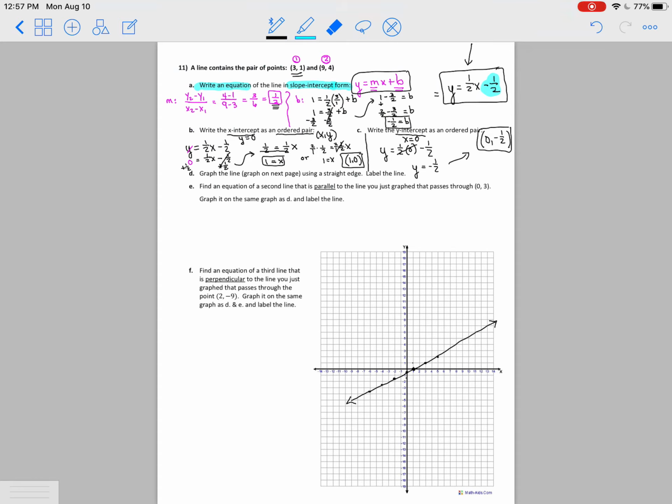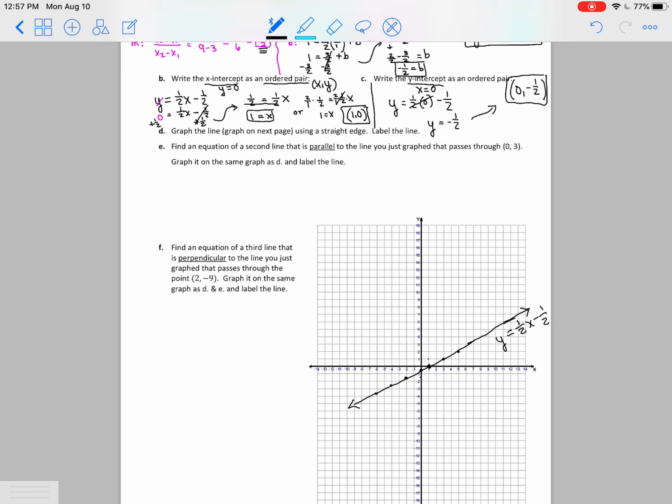All right, and we often try to label the lines, excuse me. So I'm going to call this one, y is equal to 1/2 x minus 1/2.